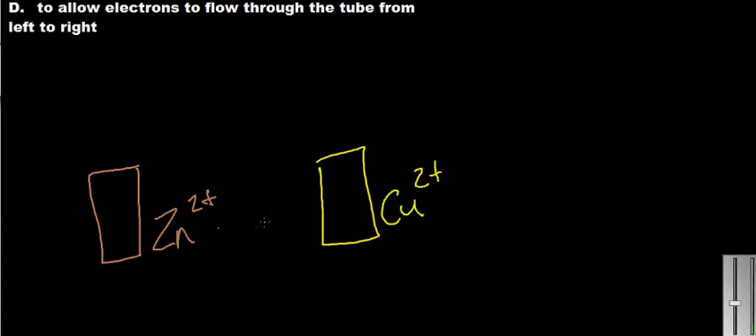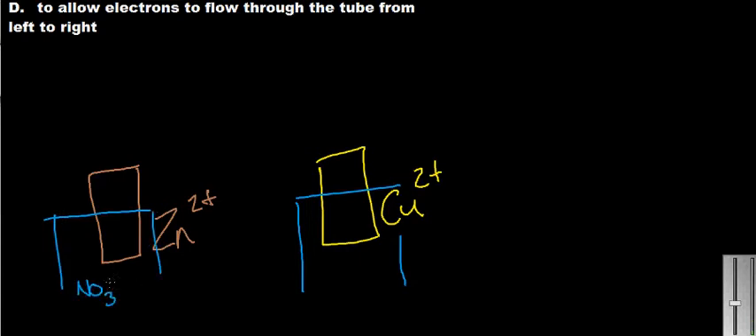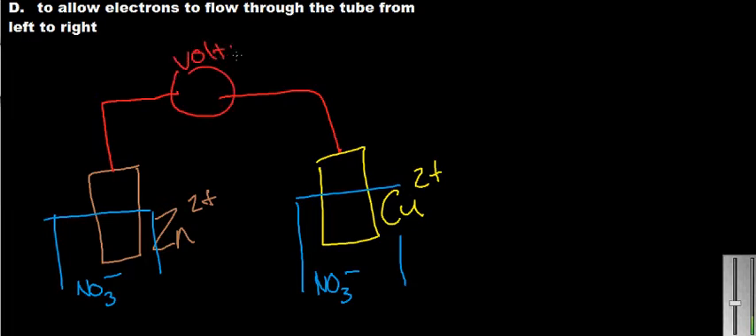Okay, and what kind of solution are these in? Well, here we have our solution, and in here the whole concept of what is happening. By the way, the solution is NO3 minus, and these are both connected in a typical electrochemical cell by a wire that's hooked up to this voltmeter here.